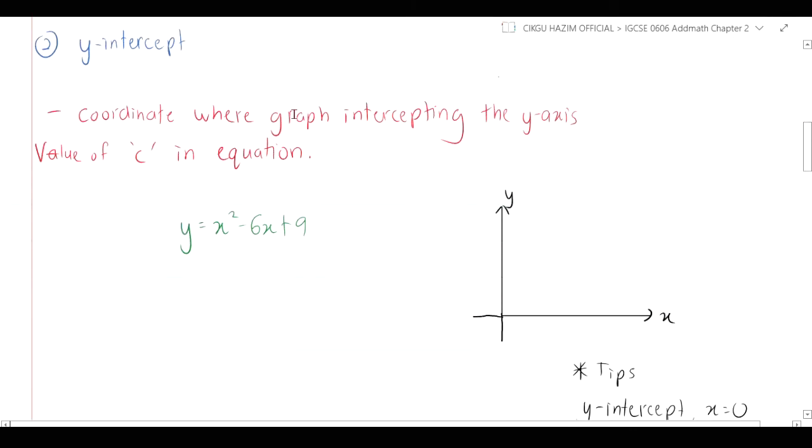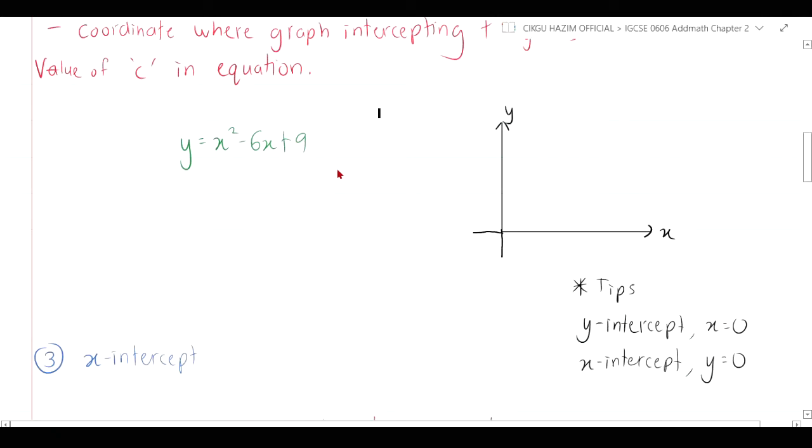So what does it mean by y-intercept? Y-intercept means the coordinate where the graph intercepts the y-axis. You need to understand that it happens when it cuts the y-axis. So how do you calculate and find that? It's quite simple. Whenever you find the value of a, b, c, the value of c in the equation is the y-intercept straight away.